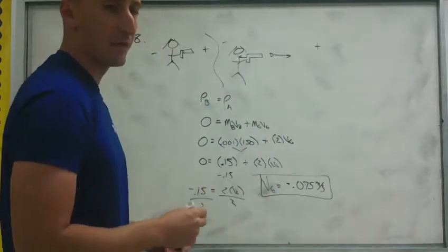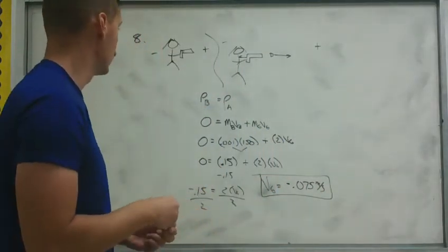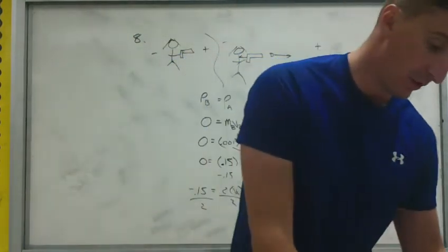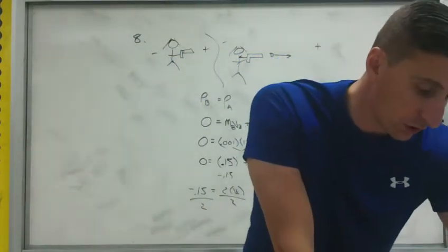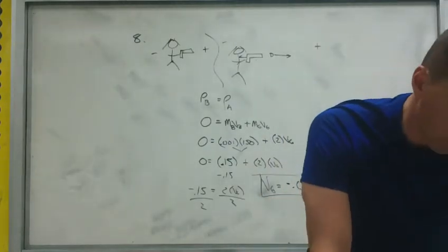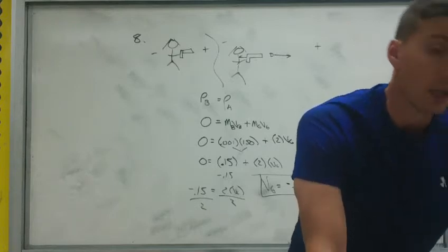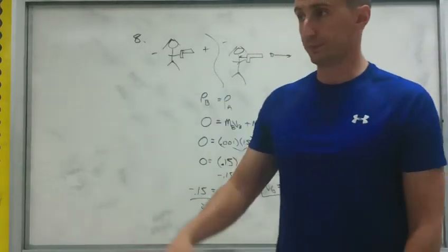Okay, so that's how fast it's going to recoil. All right, number 9. If the girl in the previous problem holds the rifle tightly against her body, the recoil speed is less. Explain.